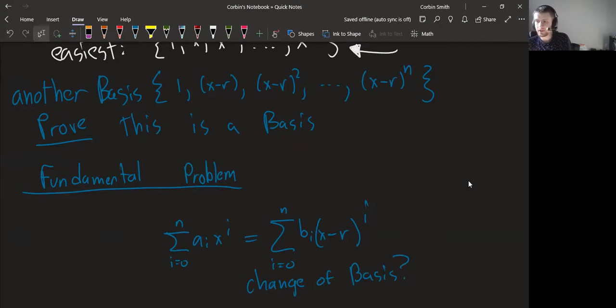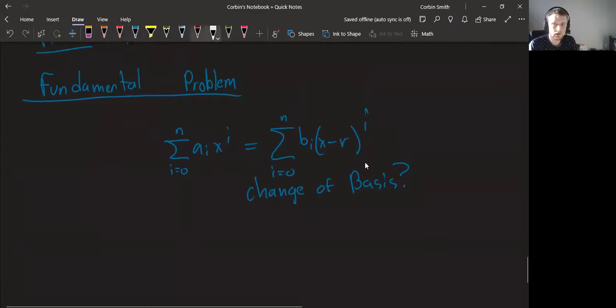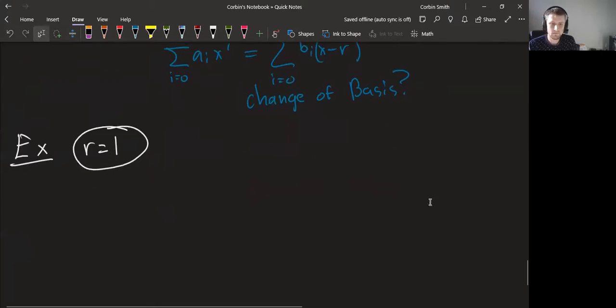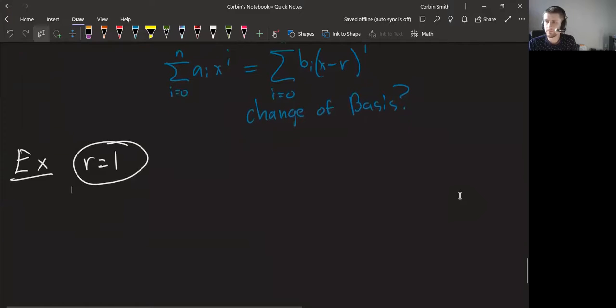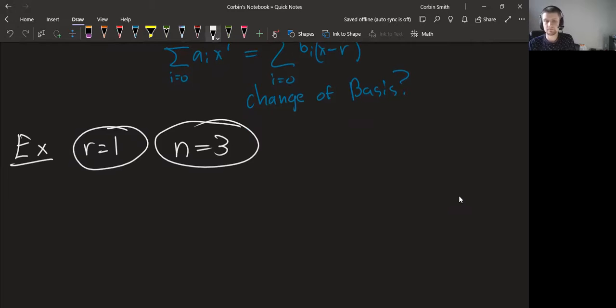Let's look at a special example that I think Ian will really enjoy. Example: r is equal to 1. I was thinking r equal to minus 1. Wait, r is equal to 1, n is equal to 3. We can do r equals minus 1 next. I want to see how it works, but I'll leave that up to you, because I want to show you there's a pattern I want you to see with this particular example.